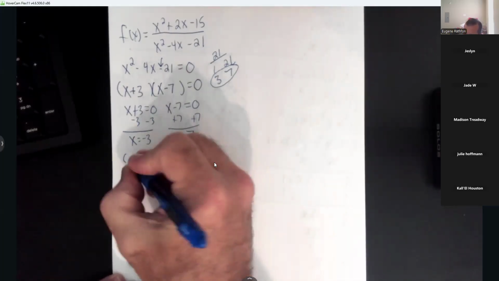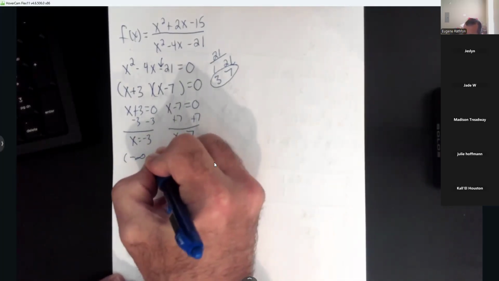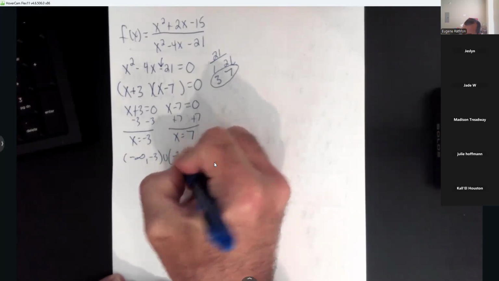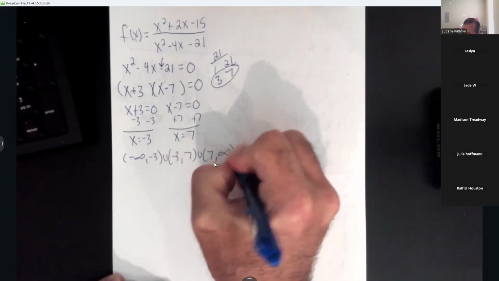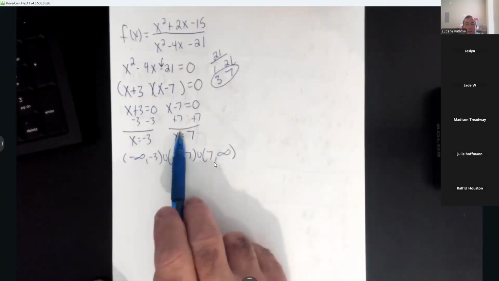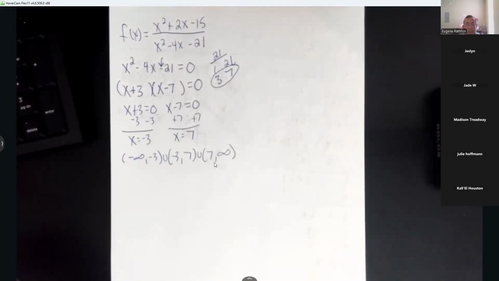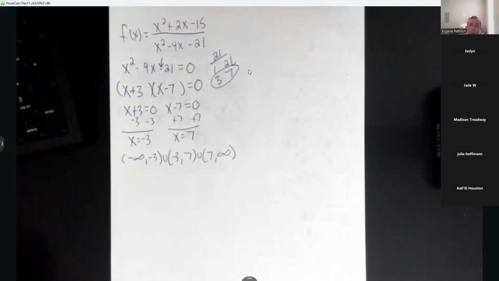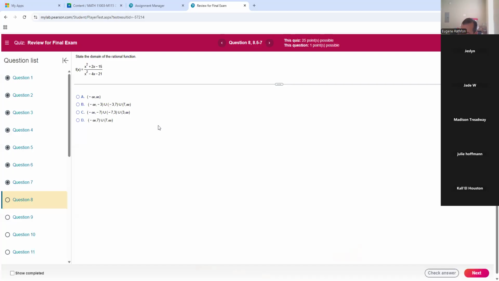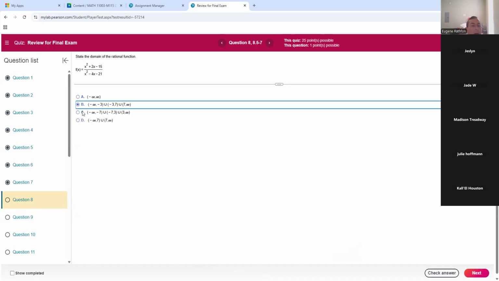All right, so these two numbers I'm kicking out. So -infinity to -3, union -3 to +7, union +7 to infinity. You got a union around each number that you're kicking out, okay? And they got to be in order from left to right. All right, y'all, so we're looking for an answer that looks like that. So what do we get? -3 and 7. So it looks like I'm going with B. Looks like they got the signs wrong on C for that one, okay?